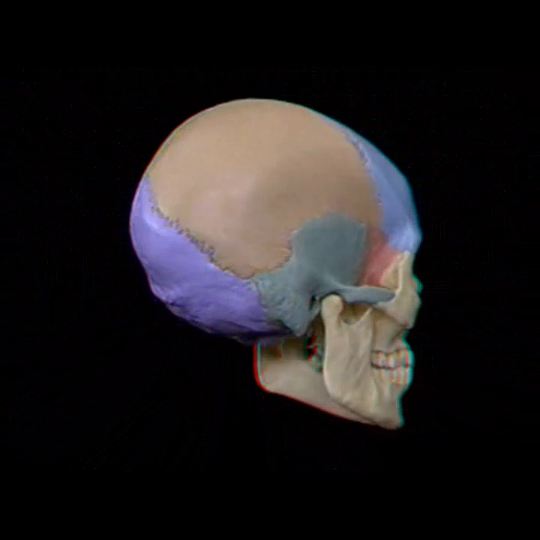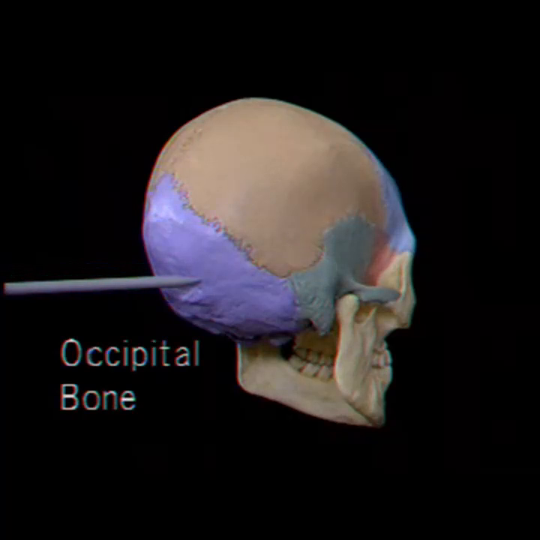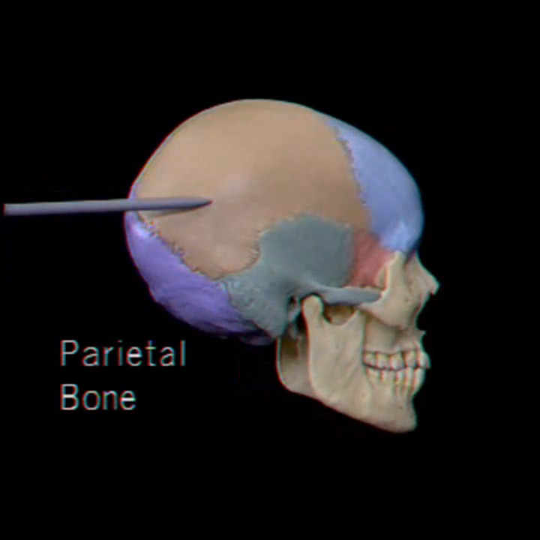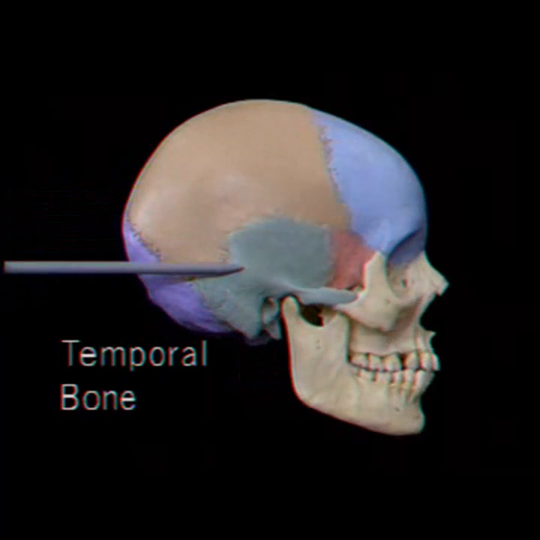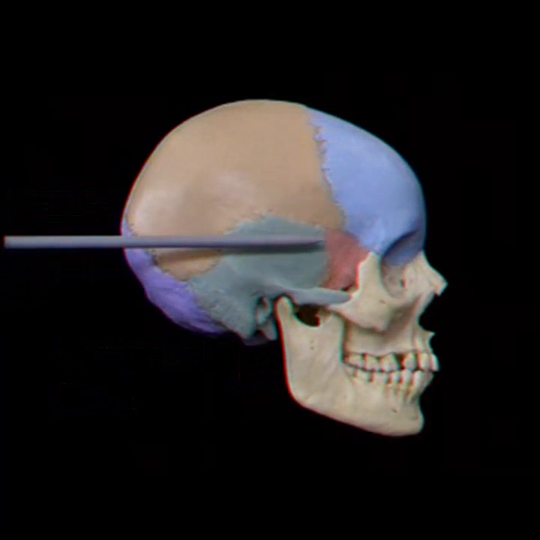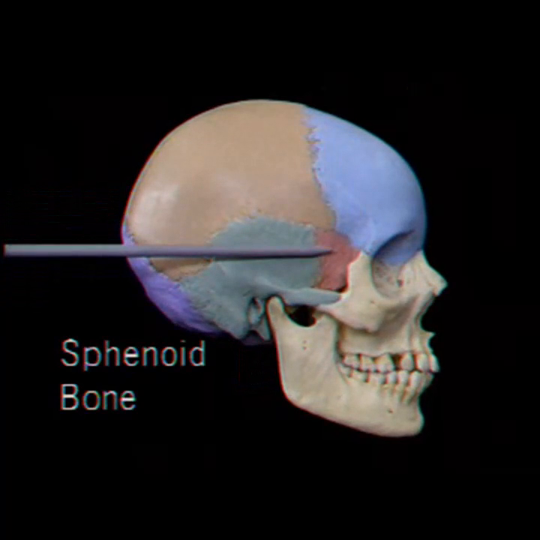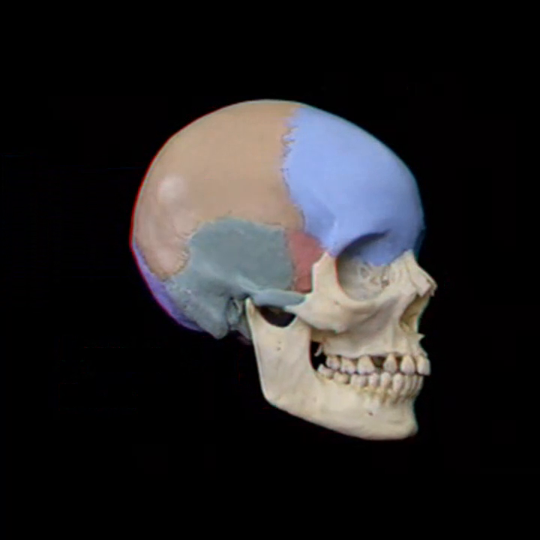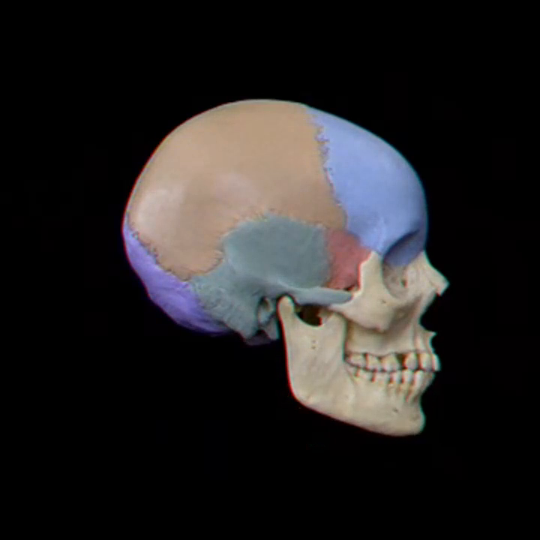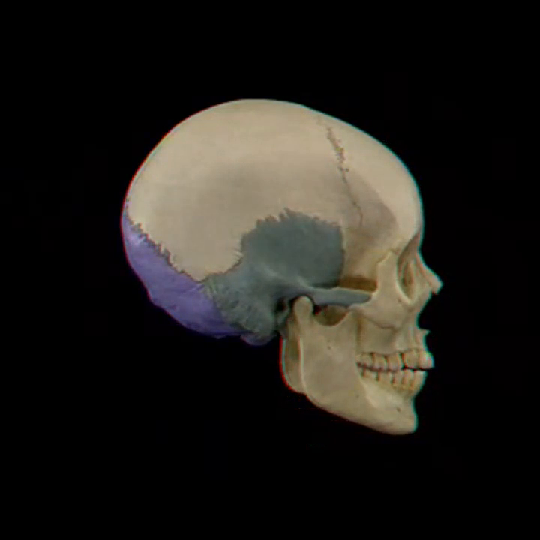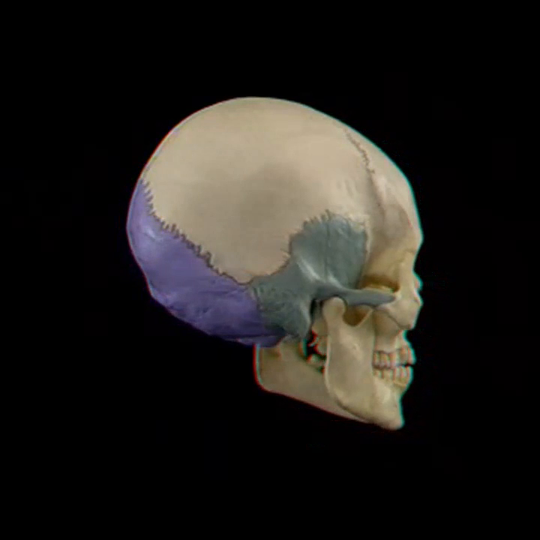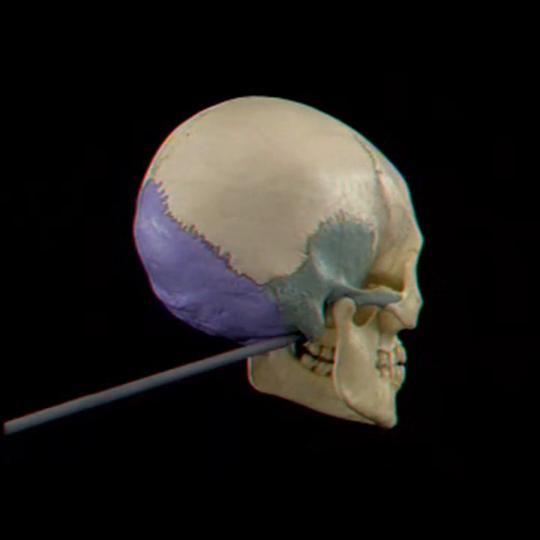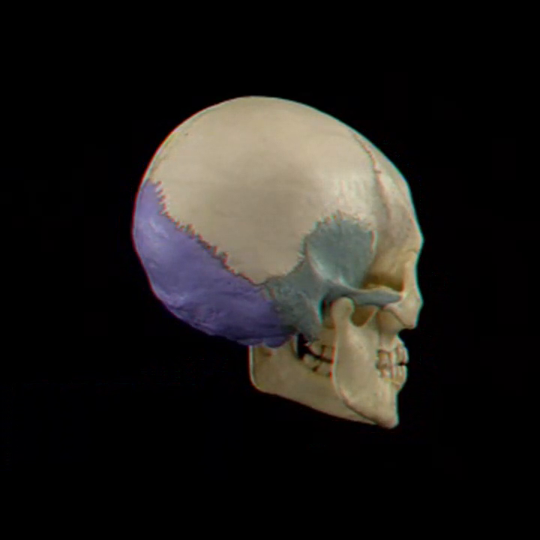The principal bones that form the cranium are the occipital bone behind and below, the parietal bone and temporal bone on each side, the sphenoid bone, and the frontal bone. The two bones of the cranium that we're concerned with at present are the occipital bone and the lower part of the adjoining temporal bone.